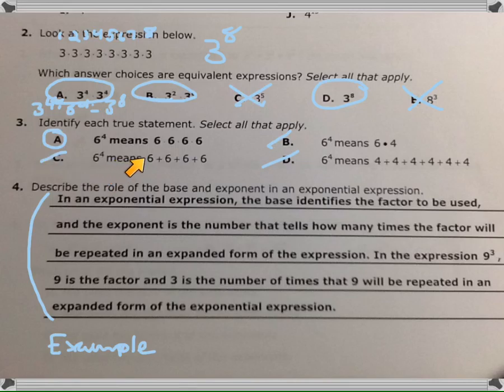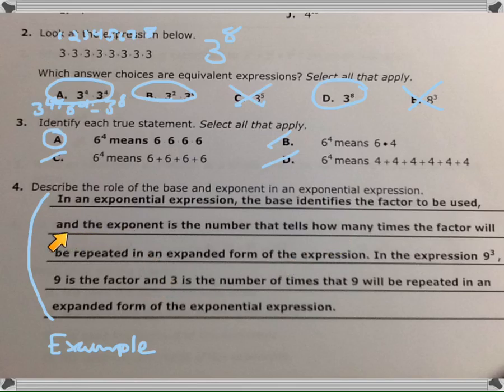C, 6 to the power of 4 means 6 plus 6 plus 6 plus 6. That's incorrect. This would need to be multiplied by itself instead of added. And D, 6 to the power of 4 means 4 plus 4 plus 4 plus 4 plus 4 plus 4 plus 4. That's incorrect. The exponent may state how many times the base is multiplied by itself, but the exponent never appears in the actual expanded equation.